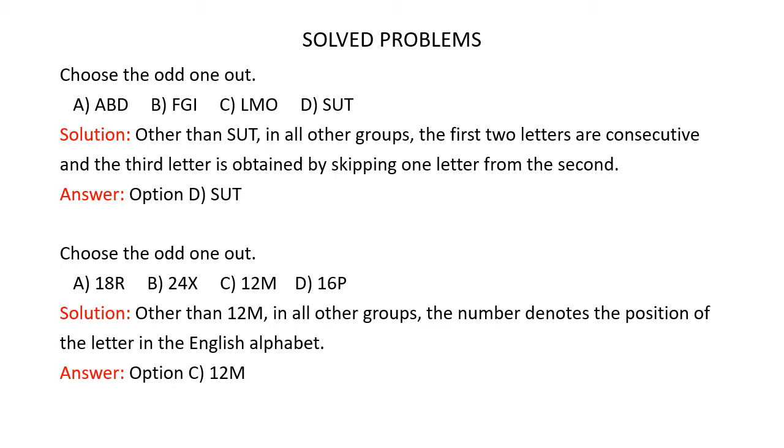That is, in option A, the 18 is the position value of R. In option B, 24 is the position value of X. In option D, 16 is the position value of P. But in option C, 12 is not the position value of M. So obviously 12M is the odd one out here. So the correct answer is option C, 12M.